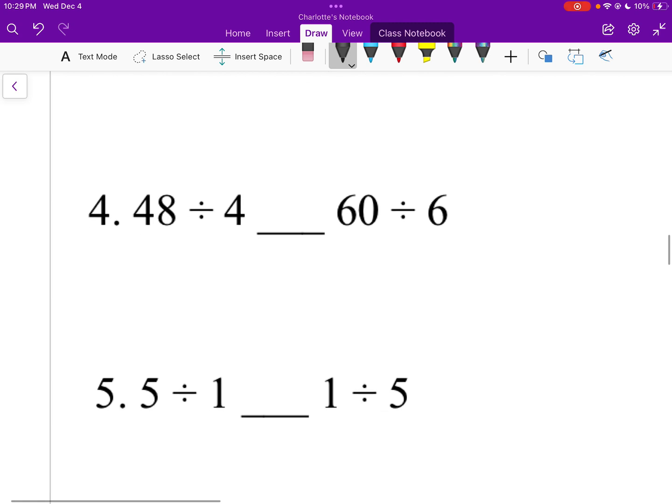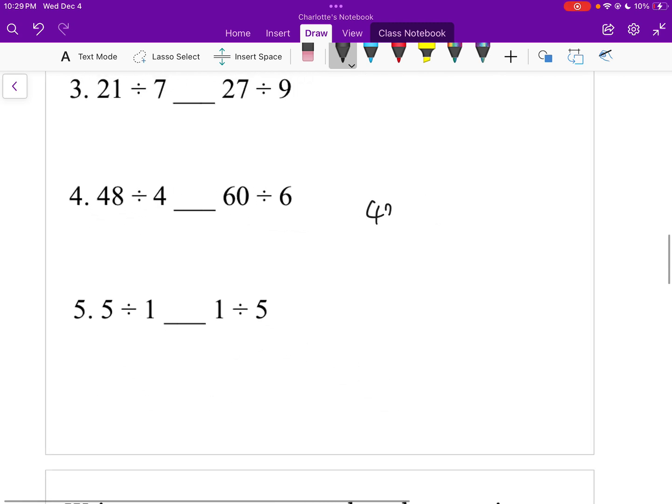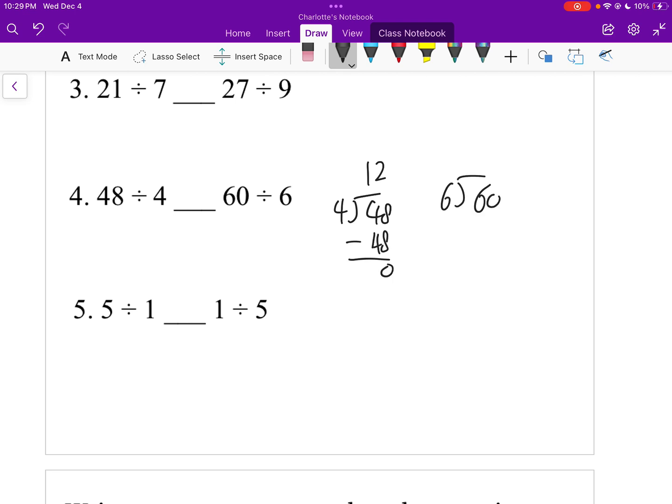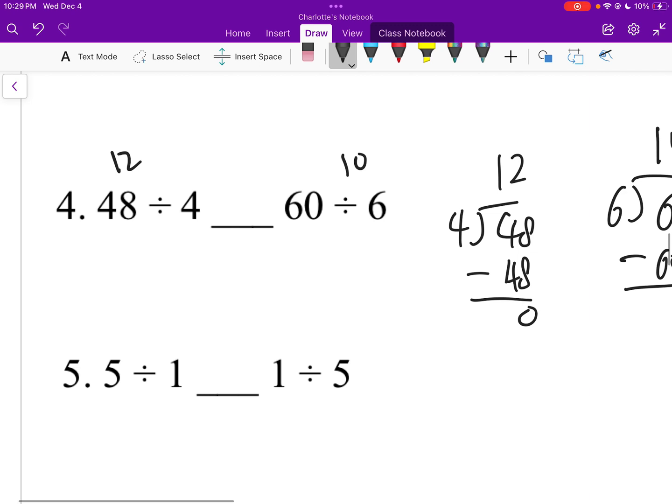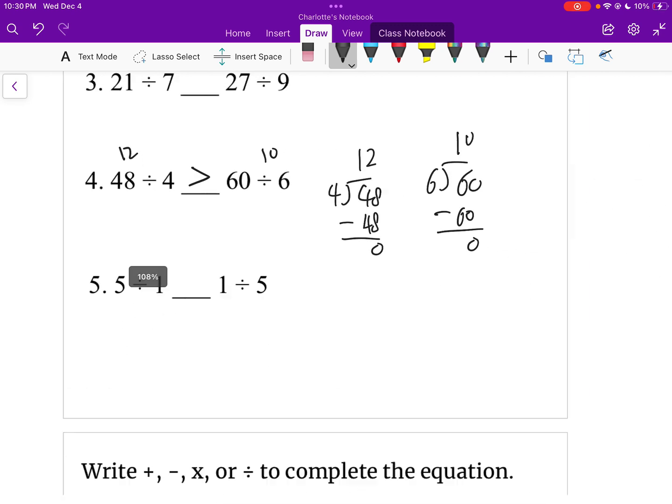Number 4, we have 48 divided by 4, which is 12, because 4 times 12 equals 48. And 60 divided by 6 is 10, because 6 times 10 is 60. So we subtract the number down. So the quotient is 10 here and the quotient is 12 here. So 48 divided by 4 is greater.